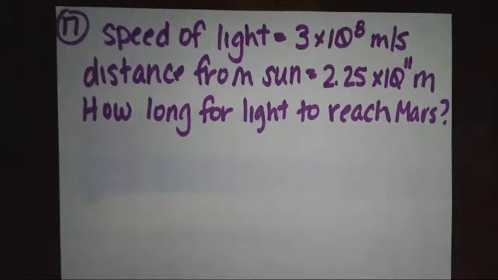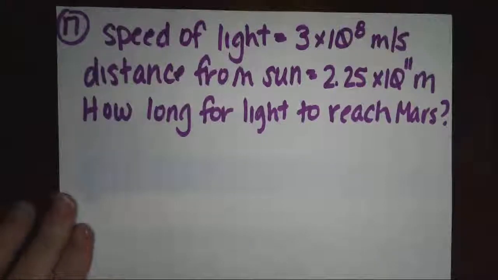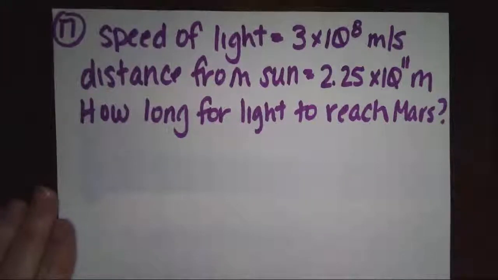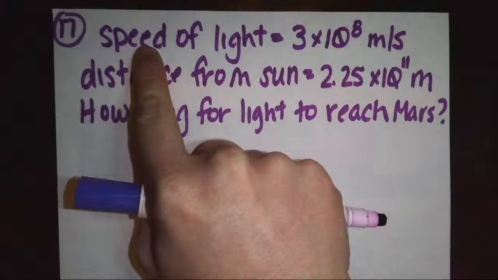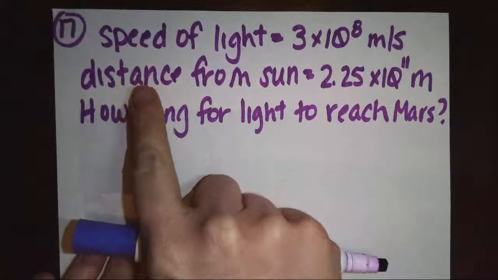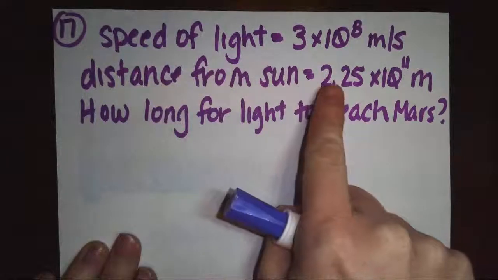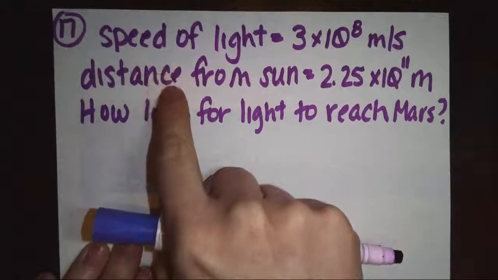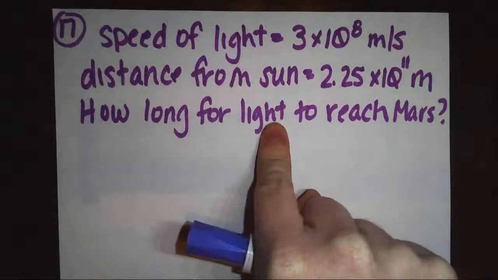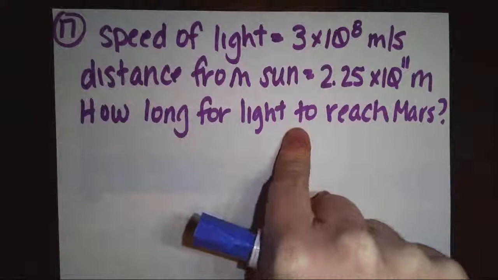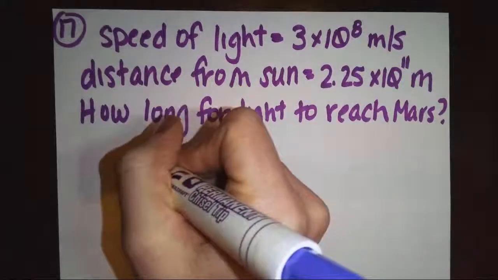Now, the distance formula, which has come up lots of times in class, is really handy for this one, and here's why. We have the speed of light. Now, speed and rate are the same thing. And then we have distance from the sun. So we have rate and we have distance, and we're looking for how long it will take this light to reach Mars. So we're looking for an amount of time. We're going to use the distance formula to solve this.